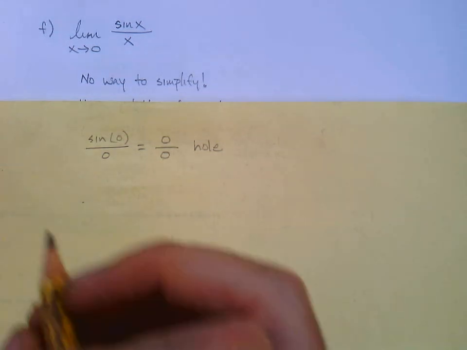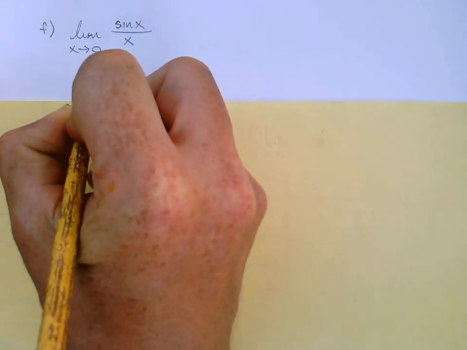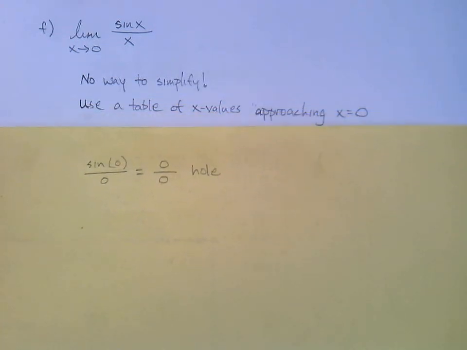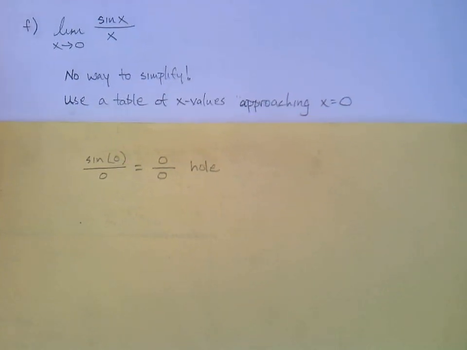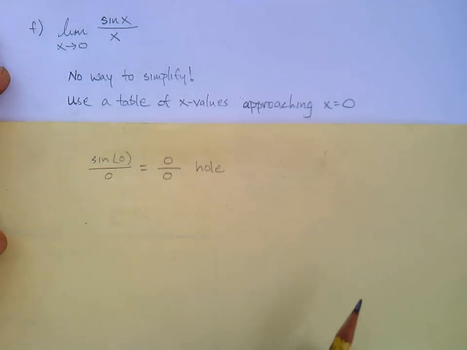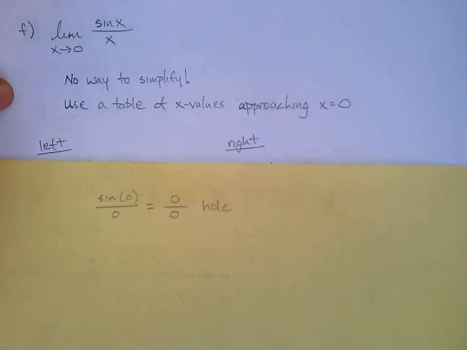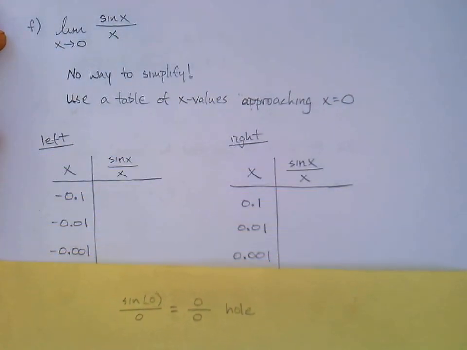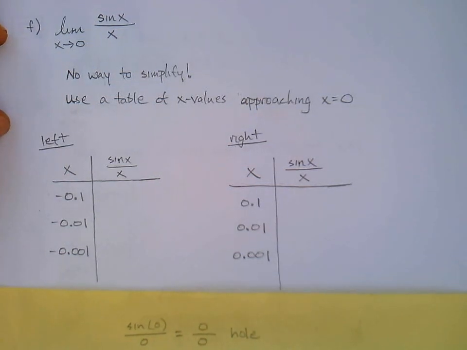And so this gives us another approach to finding a limit, depending on what presents itself. If there's no way to simplify, then we're going to use a table. Use a table of x values approaching x equals 0. So what does that mean? What does that look like? Okay, so here we go. We're going to create a table for the left side of 0 and a table for the right side of 0 for values of x approaching 0.